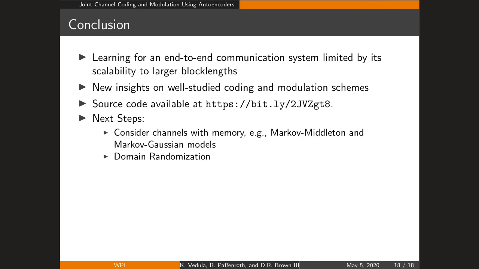To conclude, we've seen that learning of an end-to-end communication system is possible with autoencoders for AWGN and BGIN channels. However, we are restricted in scalability because of one-hot encoding. We've also seen that it is possible to gather new insights on well-studied coding and modulation schemes as well. A couple of next steps to consider in the future are BGIN channels with memory, such as Markov-Middleton and Markov-Gaussian models, and applying domain randomization techniques for BGIN channels instead of using a family of autoencoders.